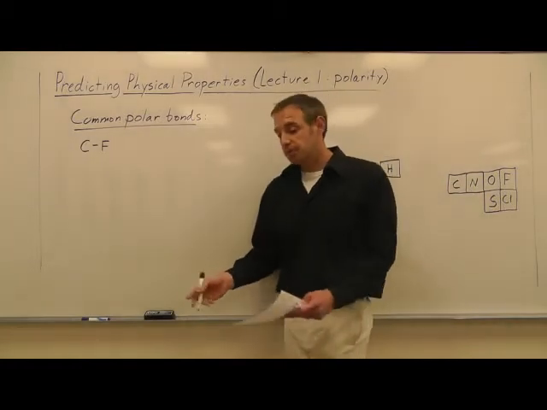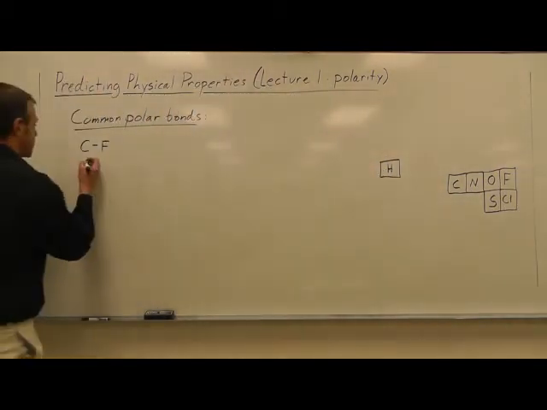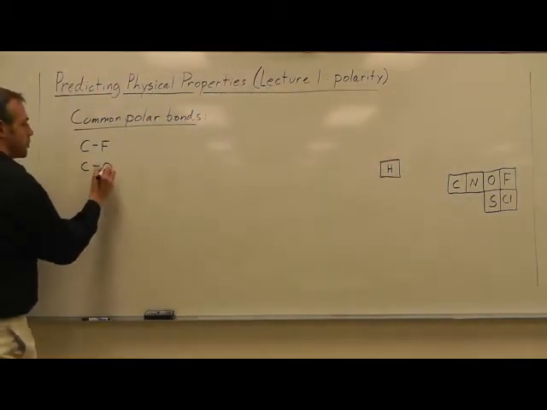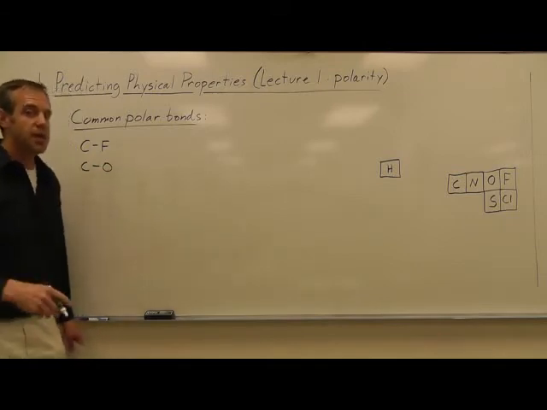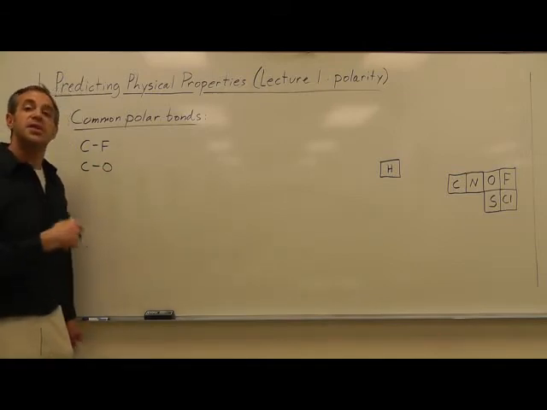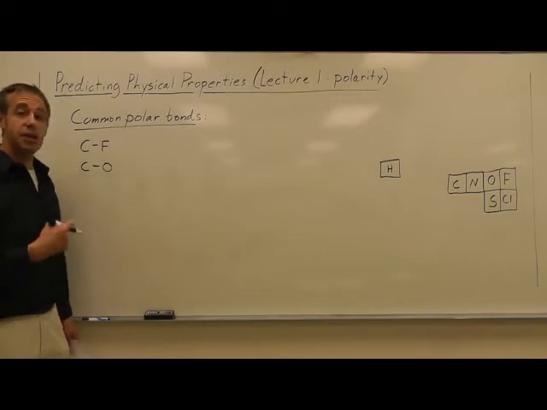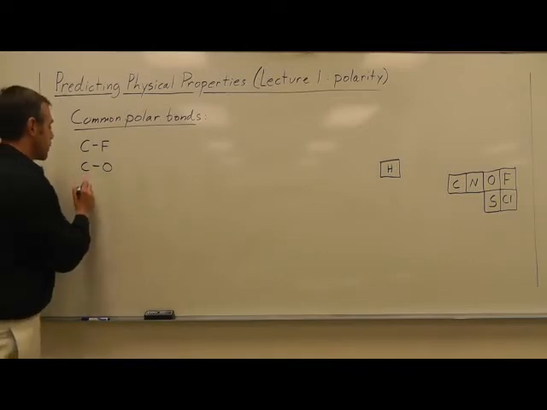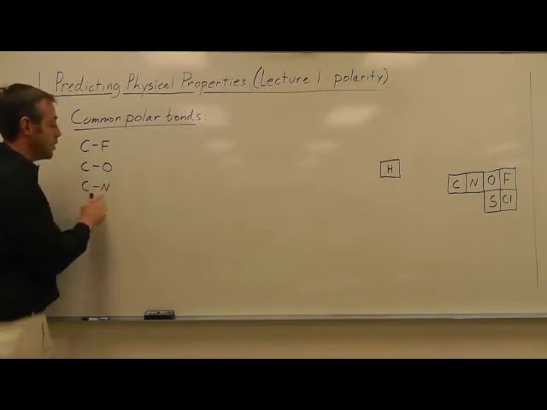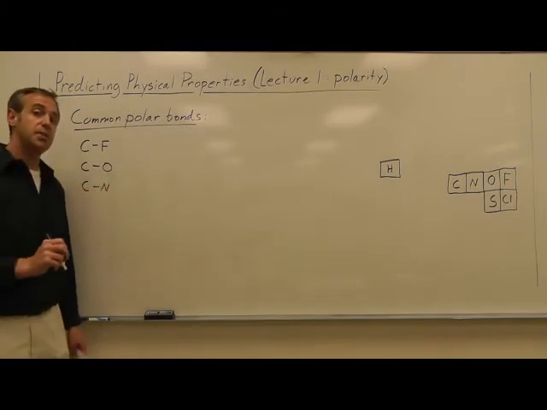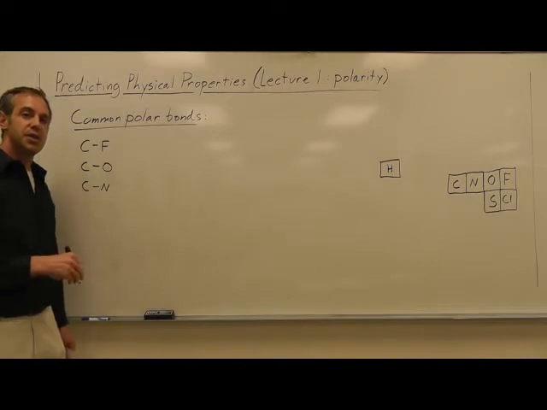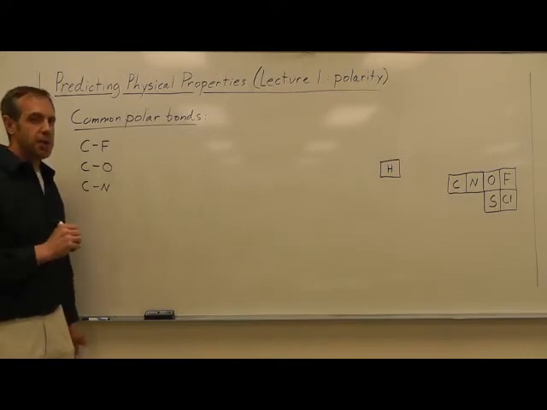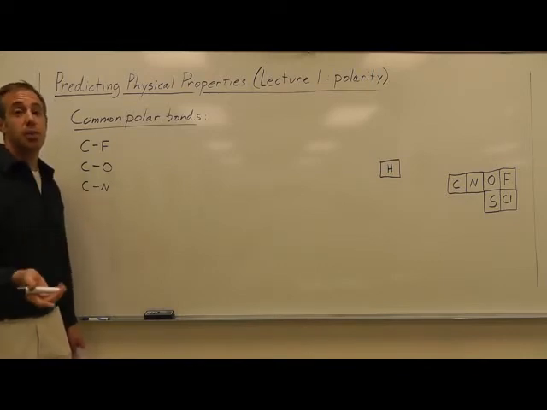Another example of a polar bond is a carbon-oxygen bond. And it's not as polar, but it's still a polar bond because oxygen is really pretty electronegative. Also in this category, even though they're right next to each other in the periodic table, a carbon-nitrogen bond is barely polar enough to be considered a polar bond.